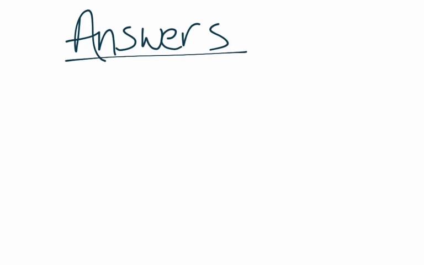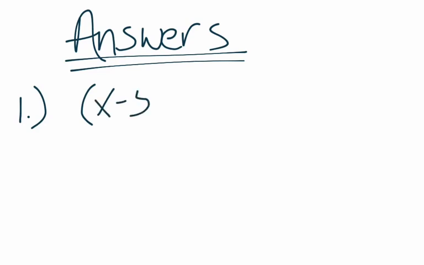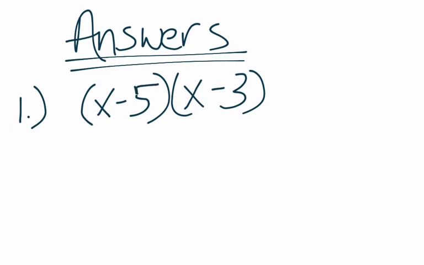And for those that might be making up this lesson on their own, here are the answers. So this would be x minus 5, x minus 3. If you wrote down x minus 3, x minus 5, that's the same thing because multiplication is commutative.